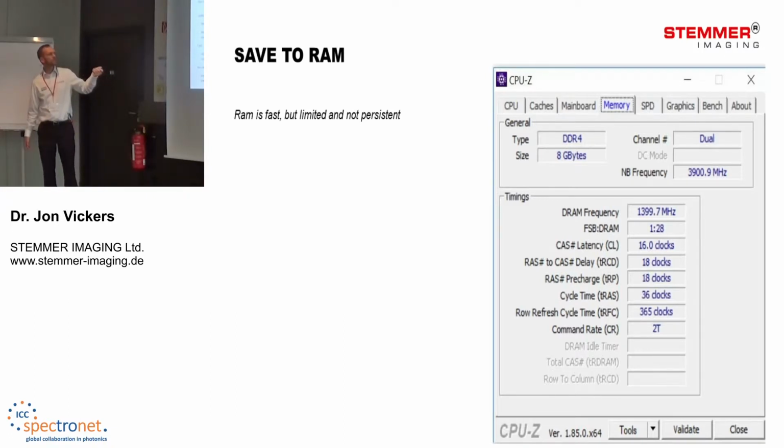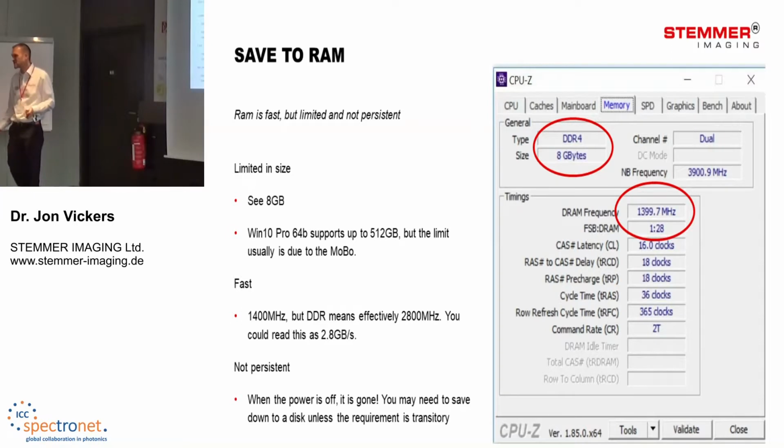So yeah, 8 gigabytes is fairly normal. 16 gigabyte sticks are fairly normal. Windows 10 Pro, 64-bit, supports up to 512 gigabytes. That's a good amount of recording. 512 gigabyte hard disks were big not many years ago. But that's not often where the limit comes from. Usually it's the motherboard. Usually it's a hardware limit.